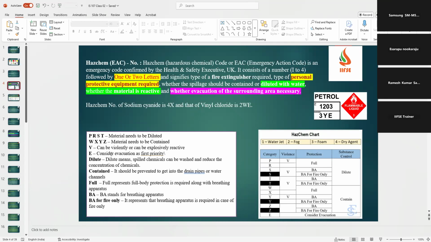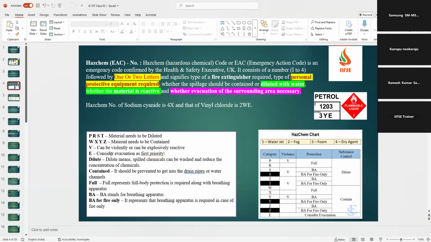And it signifies the type of extinguisher required, the type of personal protective equipment required, whether the spillage should be contained or diluted with water, whether the material is reactive, and also whether evacuation of the surrounding area is necessary or not. So this kind of information is what this EAC, emergency action code, will give.